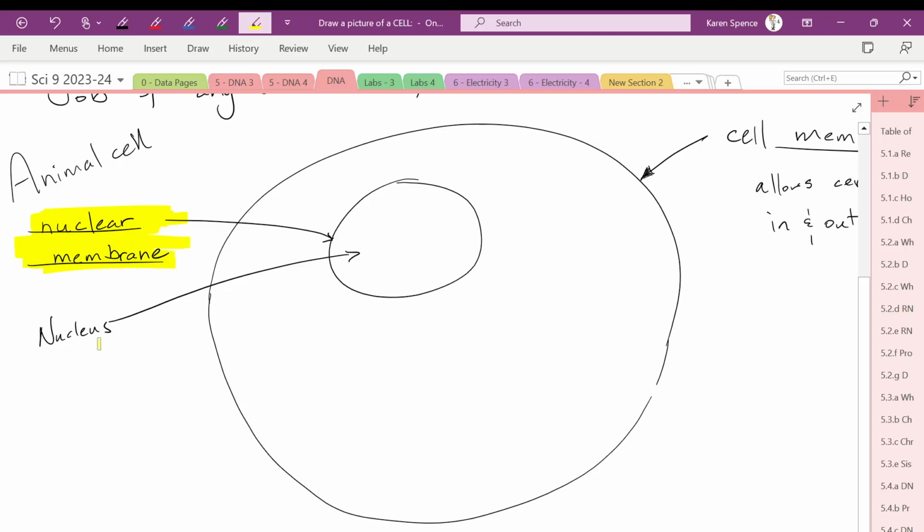And I'm going to highlight this one and the nucleus because this year we're actually not focusing on the entire cell. This year we're focusing on the nucleus and what its job is. Does anyone remember what the job of the nucleus is? See if you can chat amongst yourselves. What is the job of the nucleus?